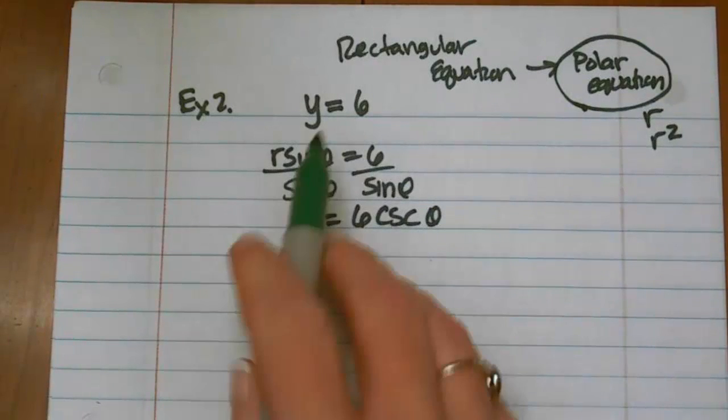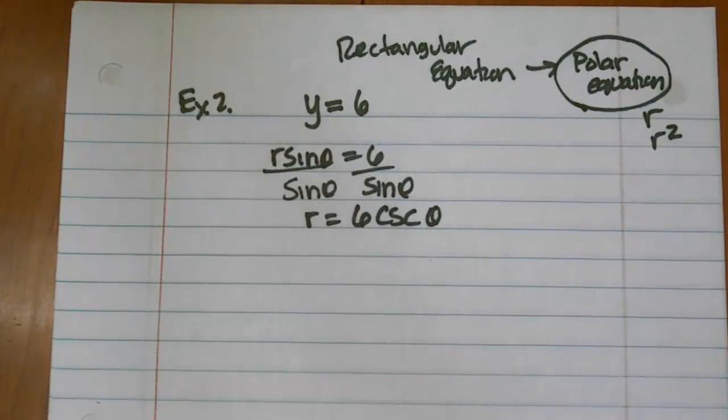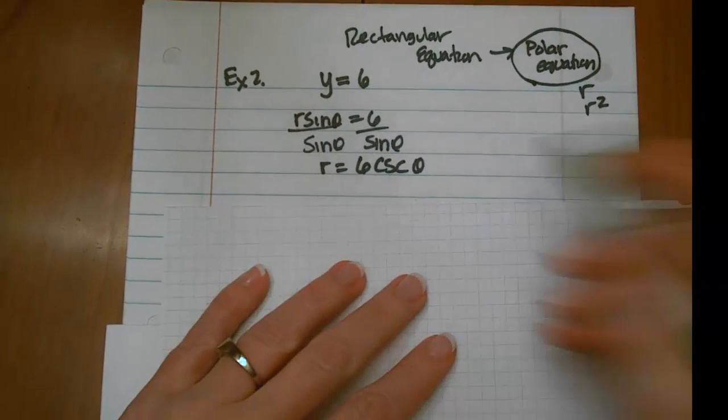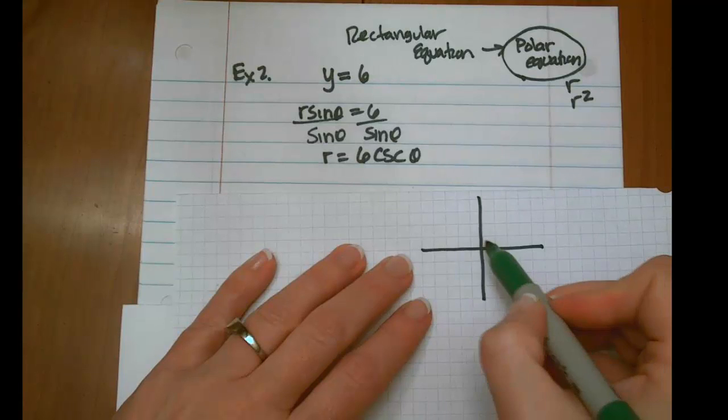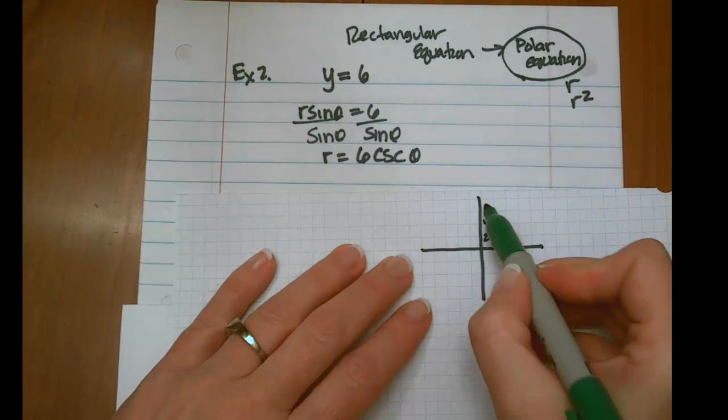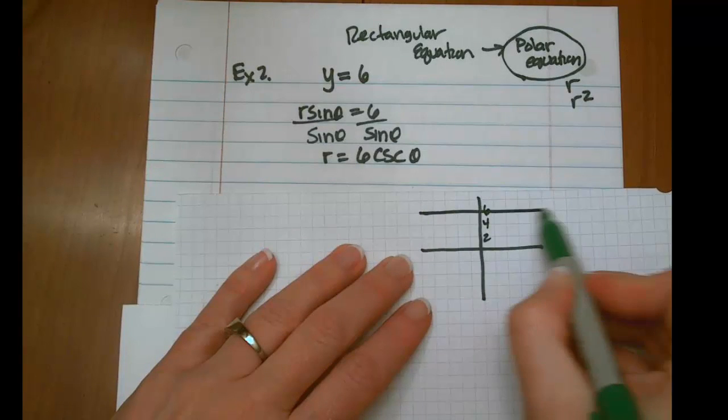Now, why does this work? Well, if I have y equals 6 and I want to graph that in rectangular coordinates, I think that is pretty self-explanatory. If I graph y equals 6, I would go to, let's see, this is 2, 4, 6, and I would draw a horizontal line.